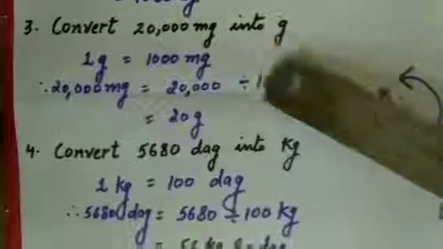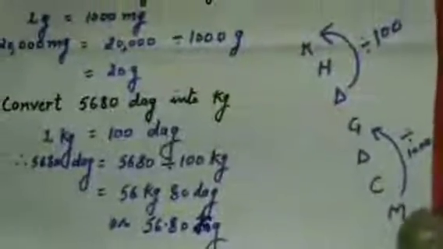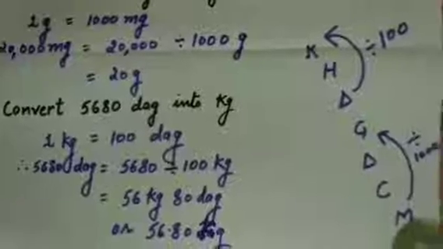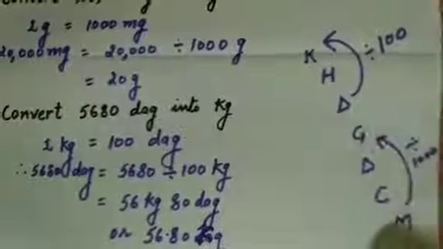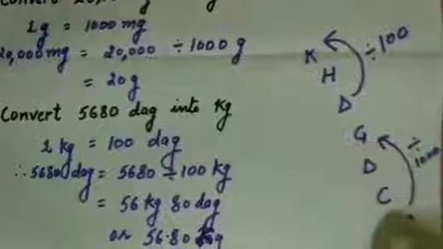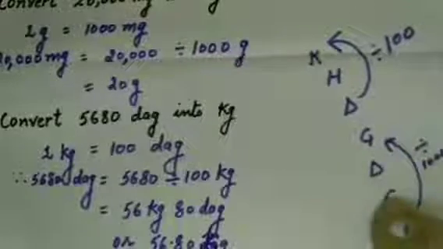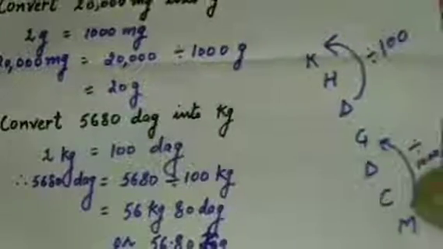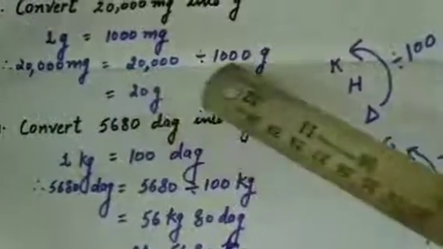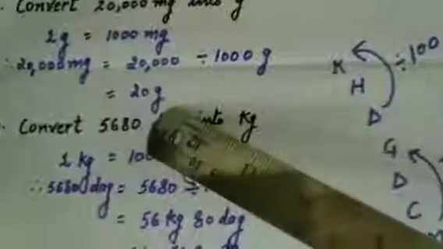Now question number 3. Convert 20,000 milligram into gram. Now look at the magical key again. Here we need to convert milligram into gram. As we are going in the upward direction, so we will divide. We are going 3 steps up. 1, 2, 3. So we will divide by 1000. Therefore we will write 1 gram is equal to 1000 mg. Therefore 20,000 mg is equal to 20,000 divided by 1,000 gram, which is equal to 20 gram.